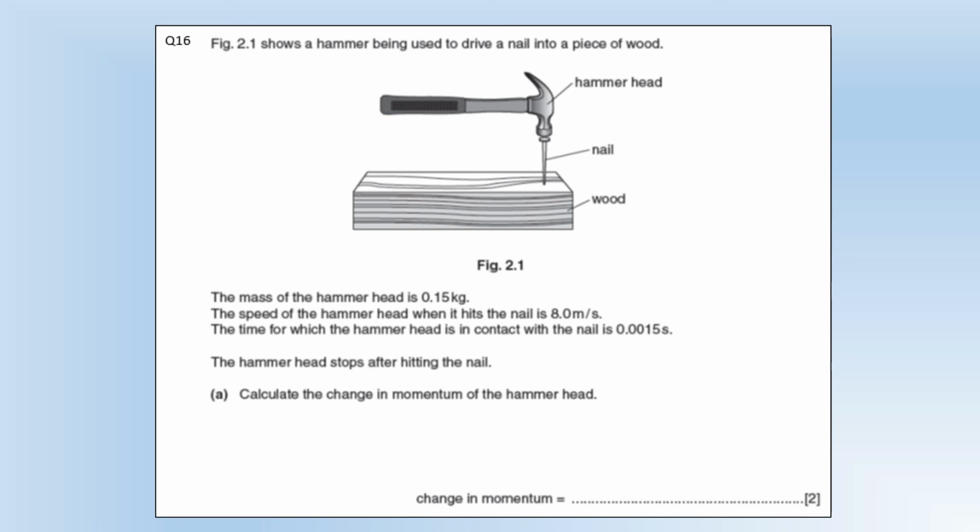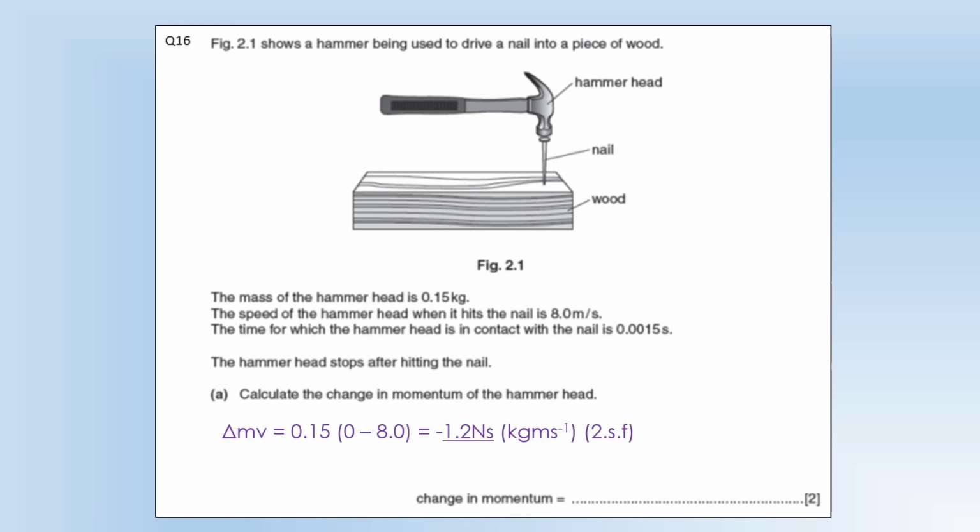The diagram shows a hammer being used to drive a nail into a piece of wood. The mass of the hammer head is 0.15 kilograms. The speed of the hammer head when it hits the nail is 8 metres per second. The time for contact is 0.0015 seconds. The hammer head stops after hitting the nail. Calculate the change in momentum of the hammer head.